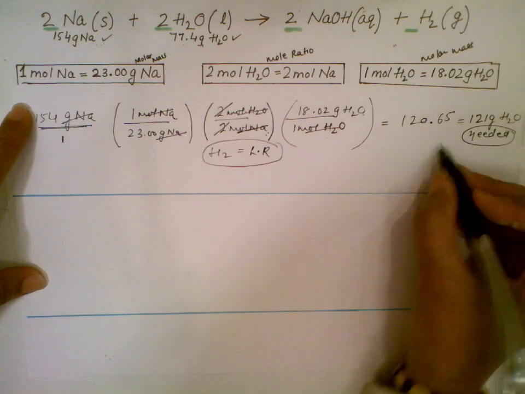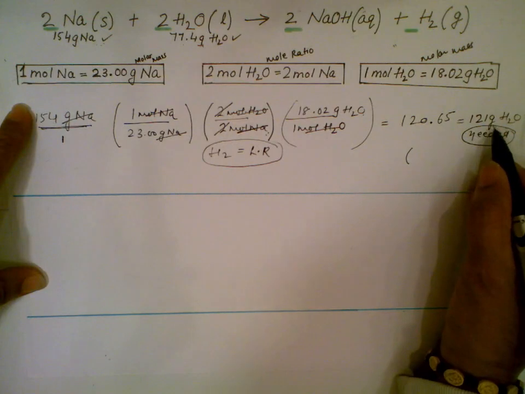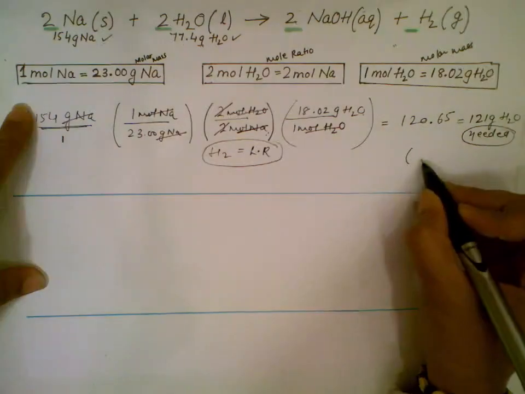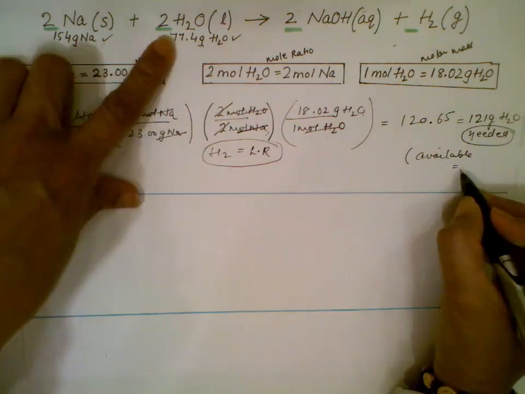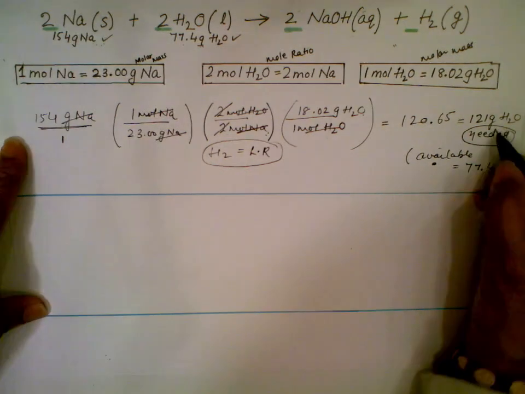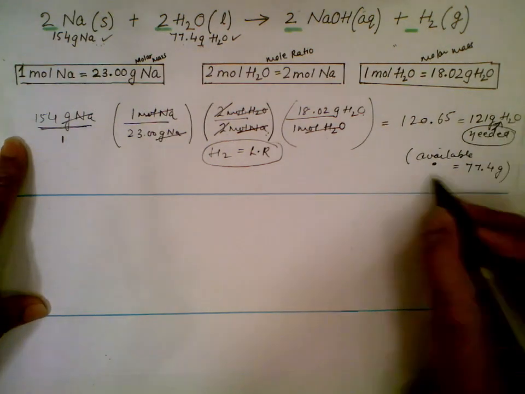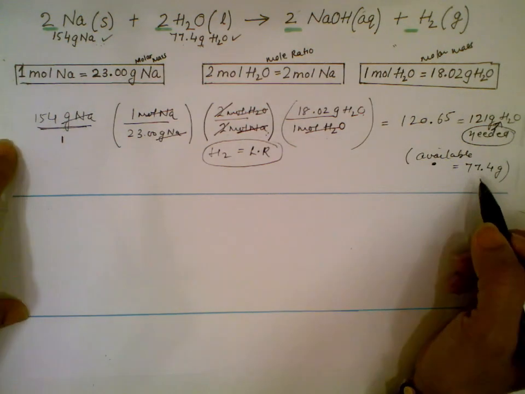And I'm going to write here for you guys, why is it limiting reactant? Because you need 121 and the available amount is only 77.4 grams. So this is available, this is needed. Needed is more than available, so water is going to limit our reaction.